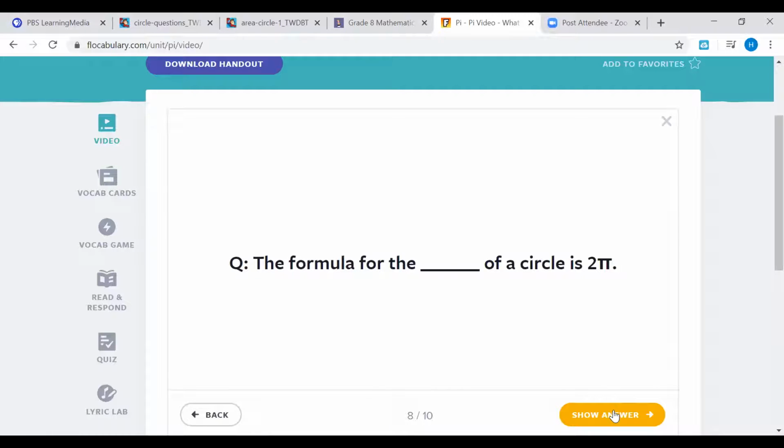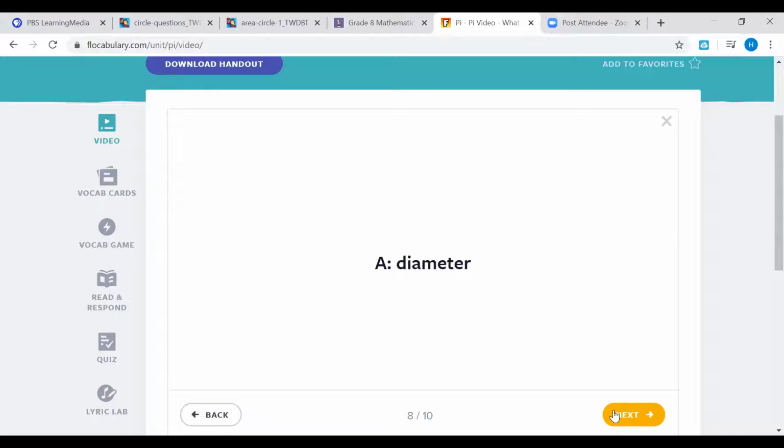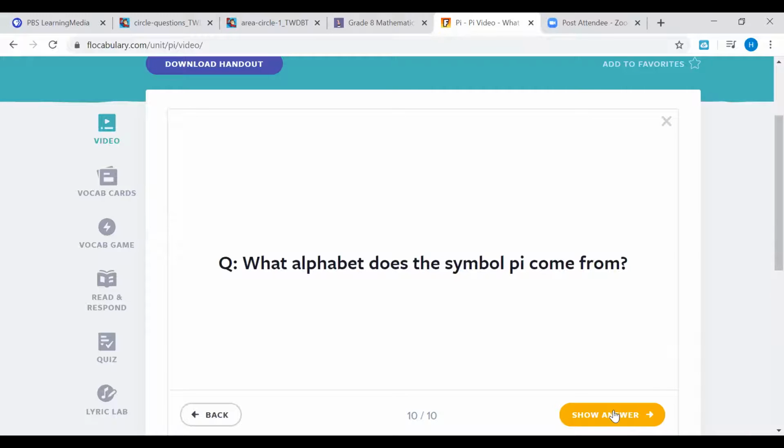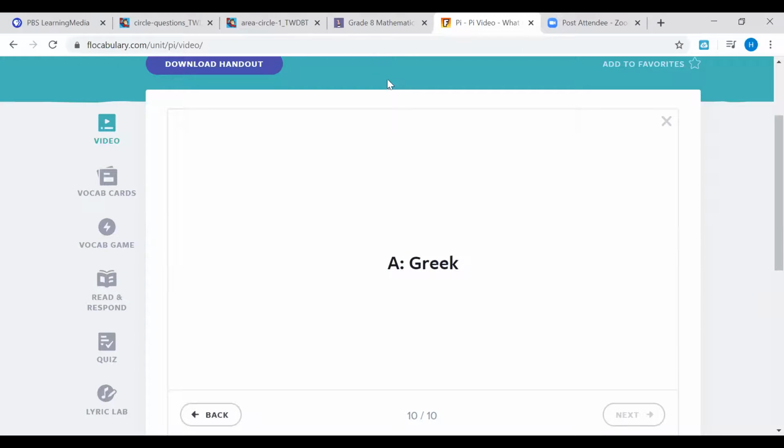The formula for the blank of a circle is 2 pi r. Diameter. What is the formula for the area of a circle? Pi r squared. What alphabet does the symbol pi come from? Greek.